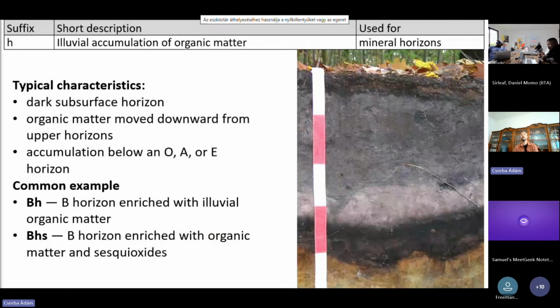H index. H index is the illuvial accumulation of organic matter. A typical characteristic of the H index is having a dark subsurface horizon, as you can see here. This is a very special phenomenon. This develops only in very acidic conditions.